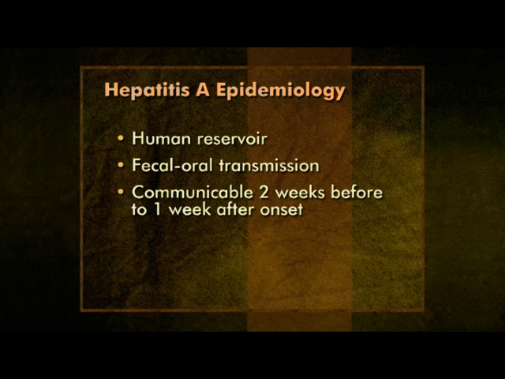The virus is shed in the stool and is communicable 2 weeks before the onset of illness until a week after the onset of jaundice. The risk for transmission of hepatitis A virus depends on host and environmental factors and varies in different settings.